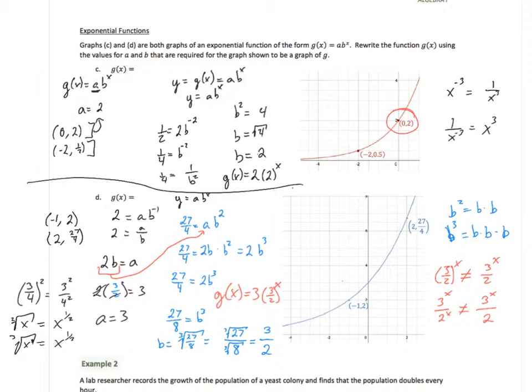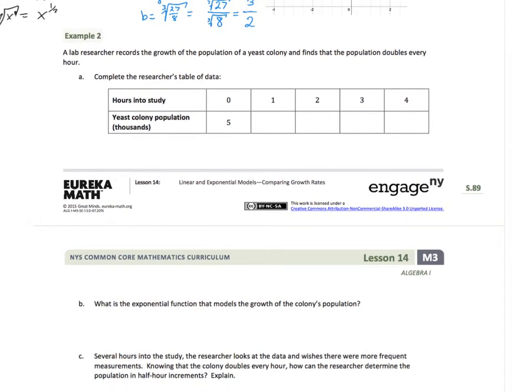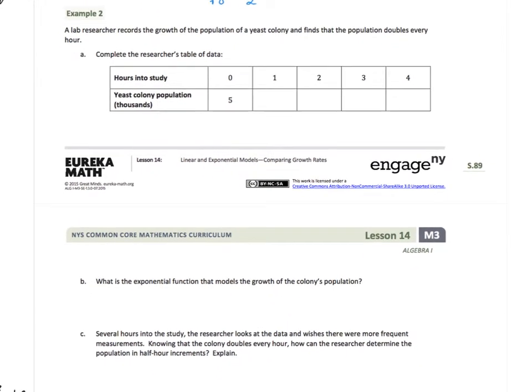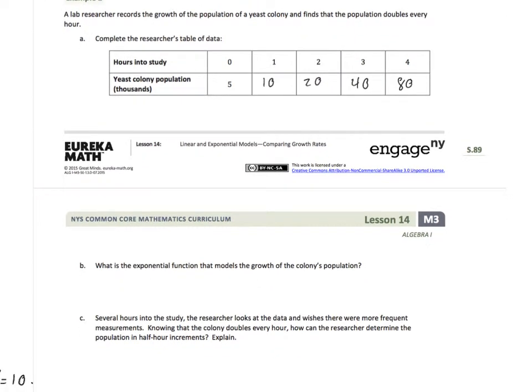So let's go ahead and move on past that one. Example 2: a lab researcher records the growth of the population of a yeast colony and finds that the population doubles every hour. Okay, that's easy. So I've got 0 and 1, so this is 5. If it doubles, that'll be 10, double 20, double 40, double 80. Okay, now what do we have to do? What is the exponential function that models the growth of the colony's population?